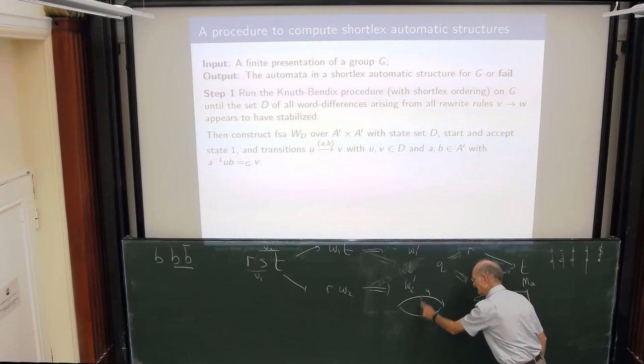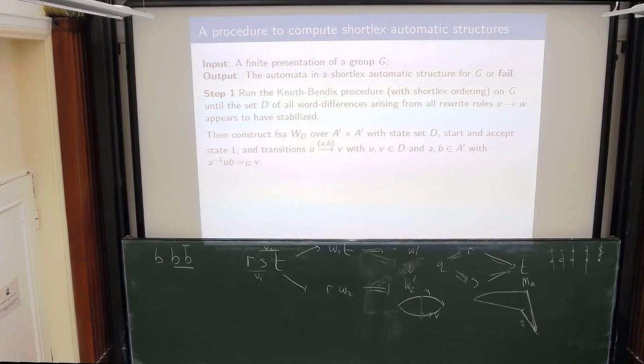So at that stage, you have to interrupt the Knuth-Bendix procedure. You press Control C, I've set the thing up so that you can literally press Control C and it will then output all it knows so far. So then you use the word differences to construct an automaton, more or less what I was talking about, whose states are the word differences, and you've got the transitions. So that the transitions are exactly.